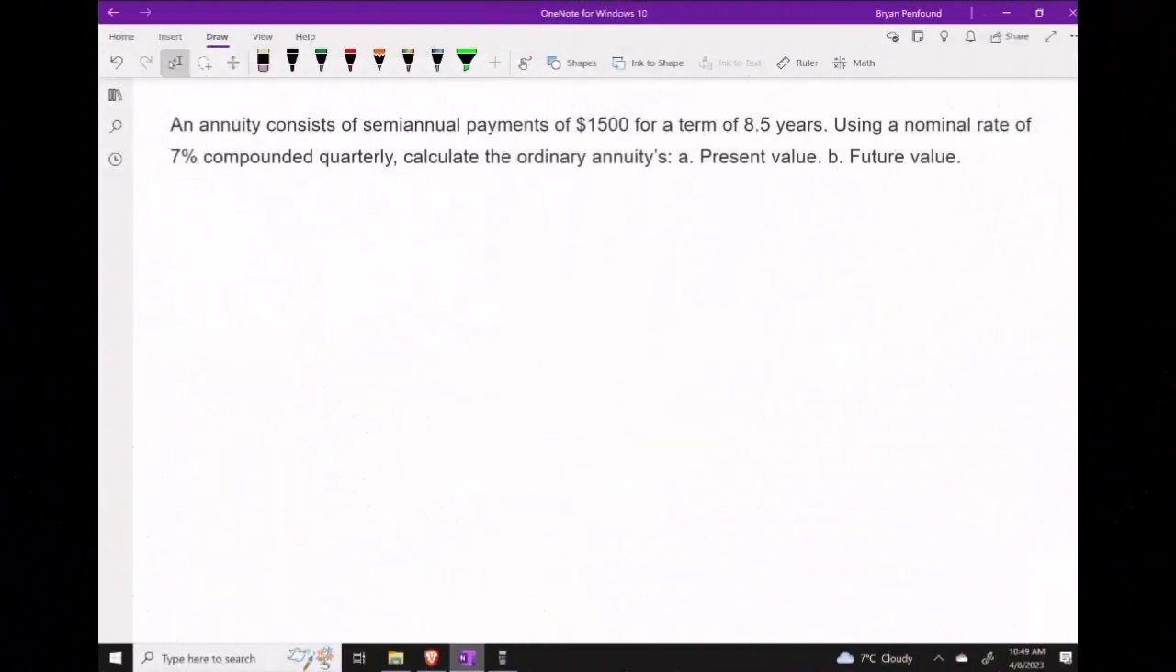Suppose an annuity consists of semi-annual payments of $1,500 for a term of 8.5 years. Using a rate of 7% compounded quarterly, let's calculate both the present value and the future value of the annuity. Since the frequency of our payments and the frequency of our compounding are different, we are going to have to calculate I2 because this is a general kind of annuity.